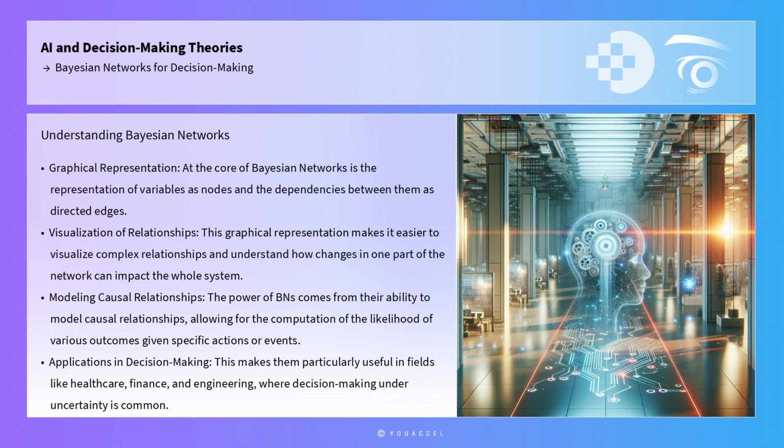The power of BNs comes from their ability to model causal relationships, allowing for the computation of the likelihood of various outcomes given specific actions or events. This makes them particularly useful in fields like healthcare, finance, and engineering, where decision-making under uncertainty is common.